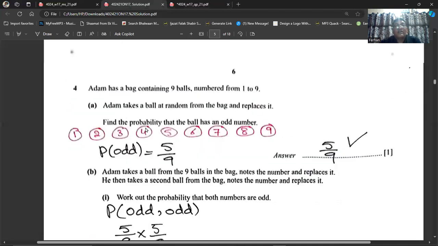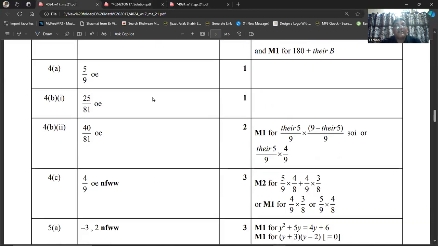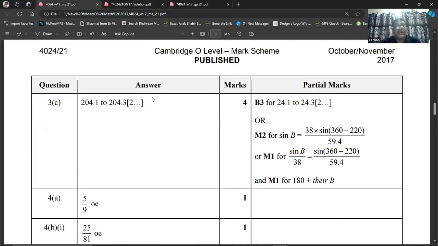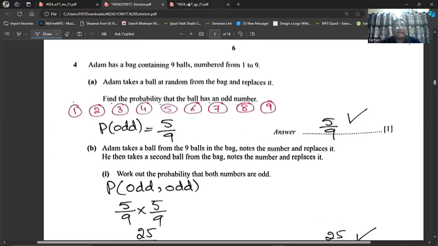So getting an odd number: the balls are 1, 2, 3, 4, 5, 6, 7, 8, 9. What are the odd numbers? 1, 3, 5, 7, and 9. So how many are there? 1, 2, 3, 4, 5. So the probability of getting an odd number will be 5 by 9. 5 by 9 is the right answer, sir.